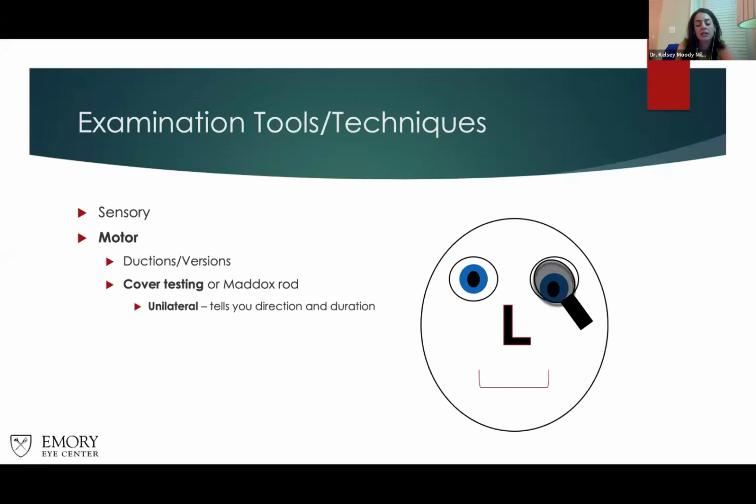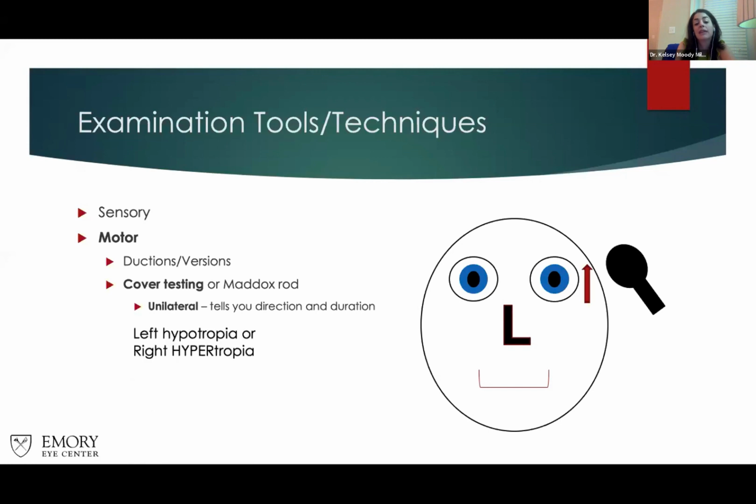And then here, I pull the paddle away. It comes up. It comes up. And so this is either a left hypotropia or a right hypertropia. With your unilateral cover test, if it's a tropia, the eye will always be moving and coming back into fixation. Now they can still have a phoria that can be large and could be causing double vision that you may not see if you're just purely doing a unilateral cover test.